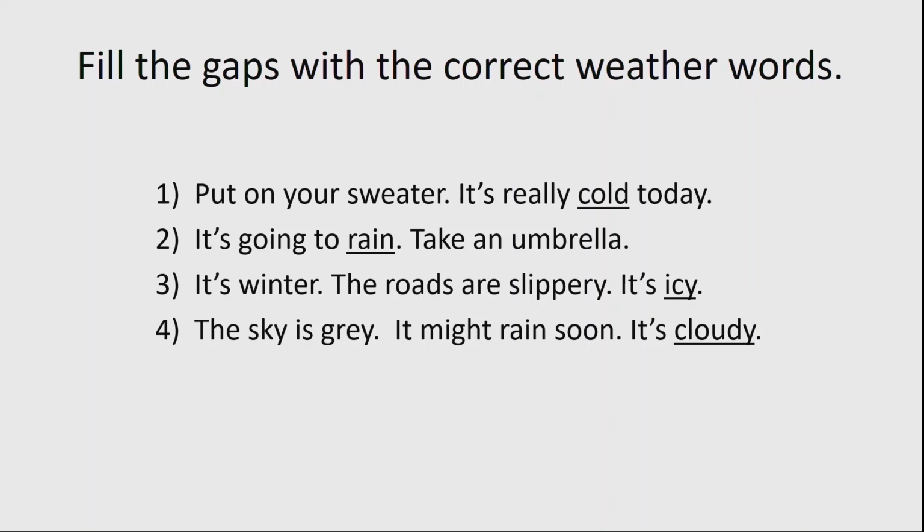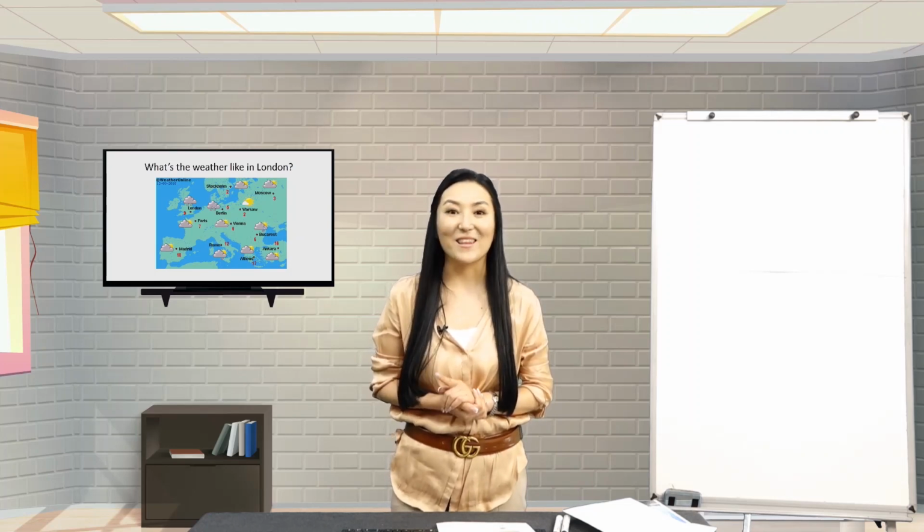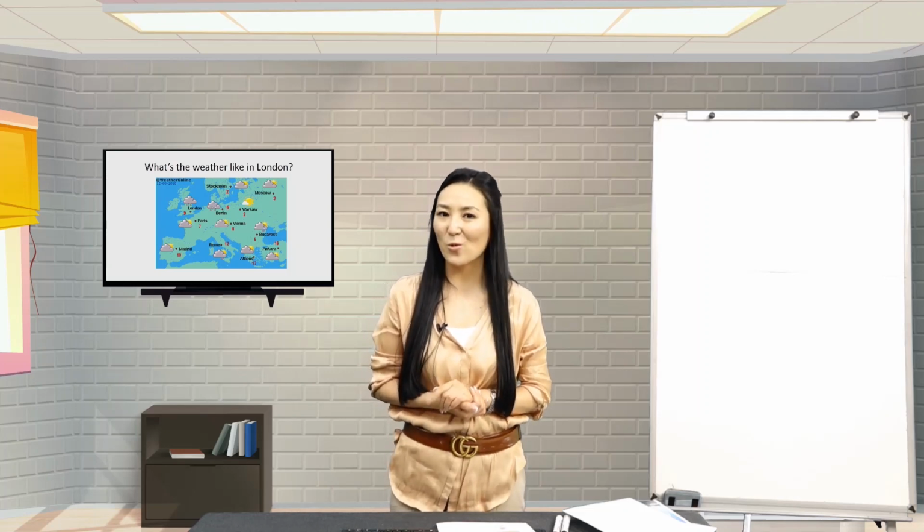It's cloudy. All right, boys and girls, can you look at this map? What can you see here? Yes, the names of the cities. Where are they, by the way? Yes, these cities are in Europe. Can you tell me what's the weather like in London? Is it sunny? No. Is it cloudy? Yes. Is it rainy? Yes.